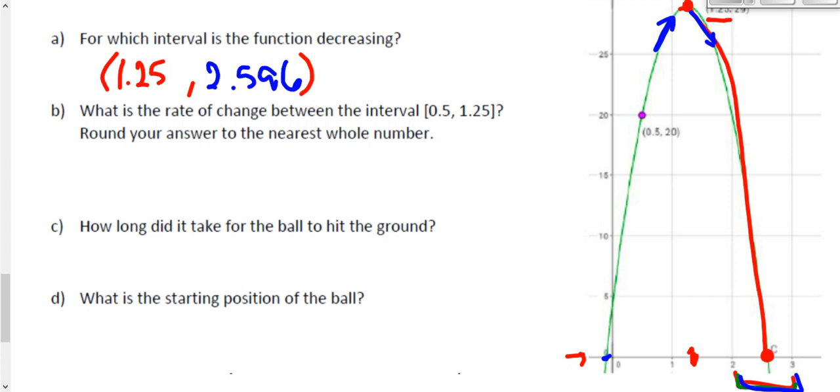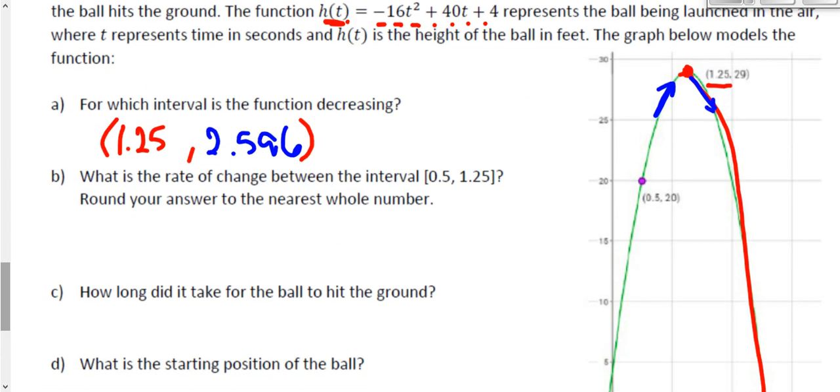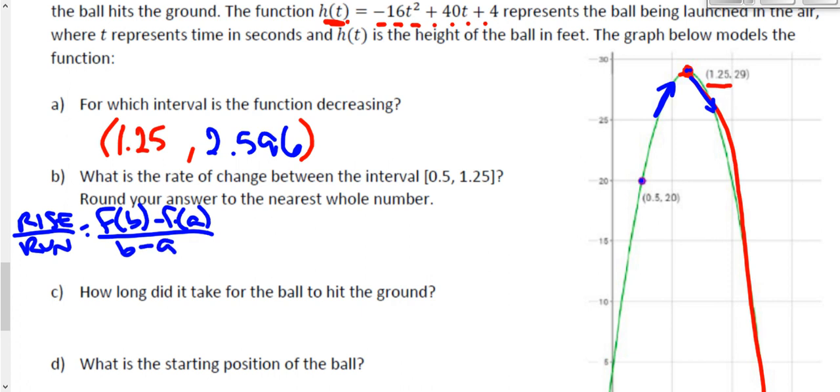Question B is asking about our rate of change between these 2 points that it gave us, between 0.5, that's this guy here, and 1.25, that's the vertex up here. So in order to do the rate of change formula, really all we're looking at is rise over run, which again, if you want to remember the formula, is f of b minus f of a over b minus a. So f of b and b, those come from the ending coordinate pair, and f of a and a come from the starting coordinate pair.